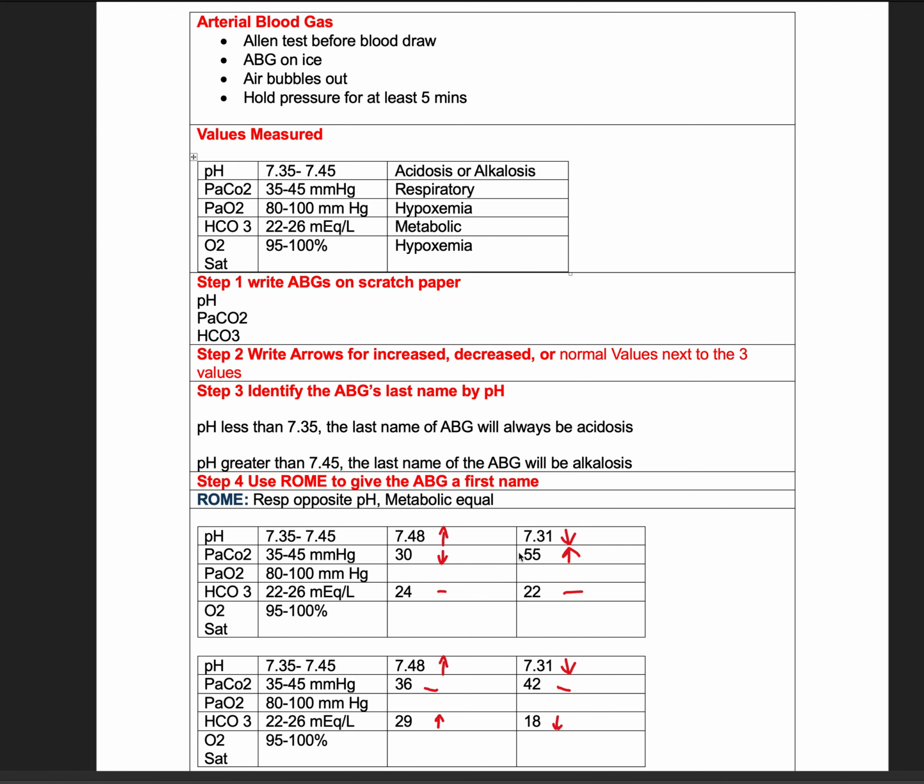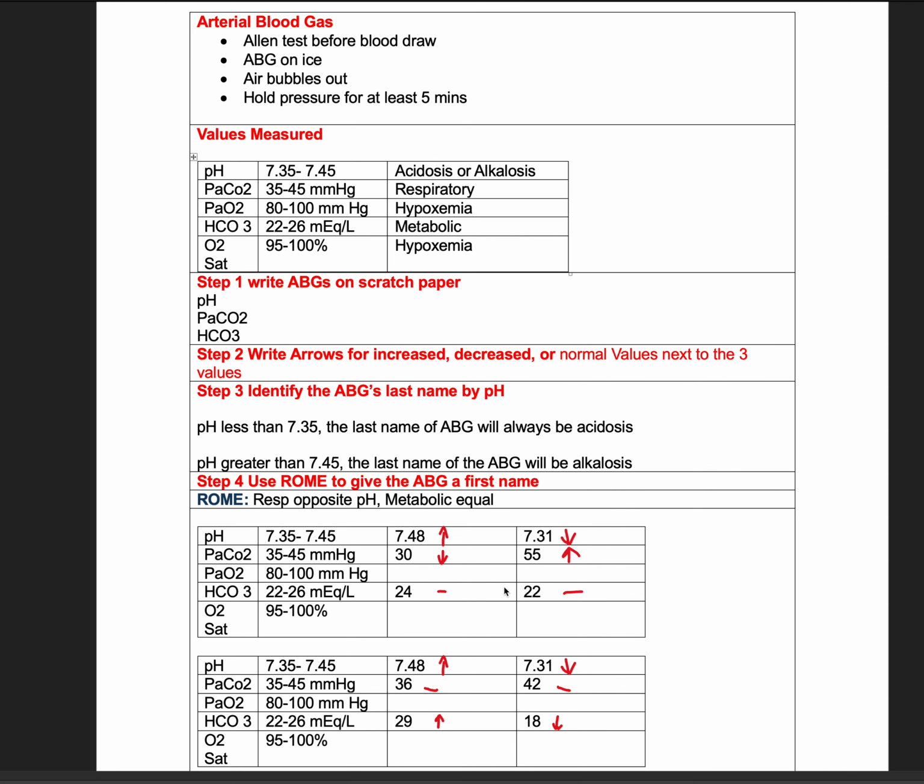Then let's do this next one without even thinking. 7.31, I put a down arrow. This is acidosis. Last name is acidosis. The PaCO2 is 55. That's increased. So I put an up arrow. And the bicarb is normal. So I just put a line, okay? So my last name is acidosis. These arrows are going in opposite directions. This is respiratory acidosis. Now, on your exam, you're not going to have to do compensation, okay? It's just going to be a straight ABG.